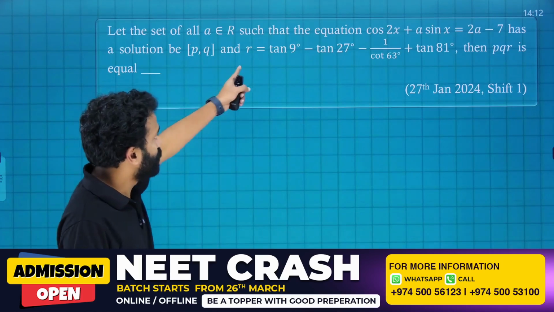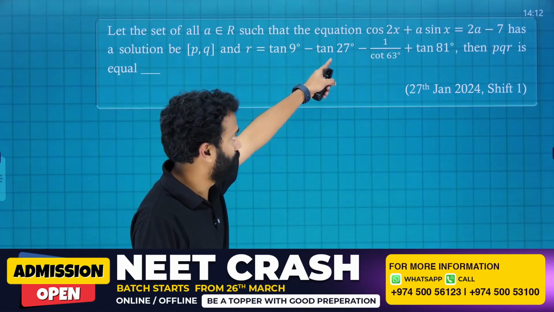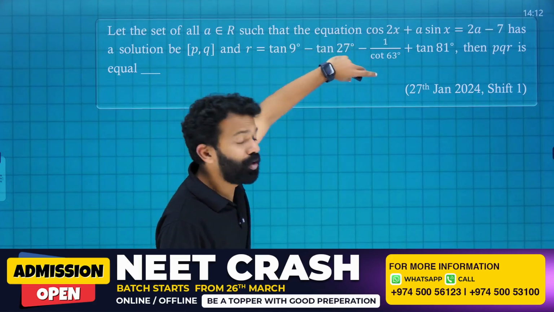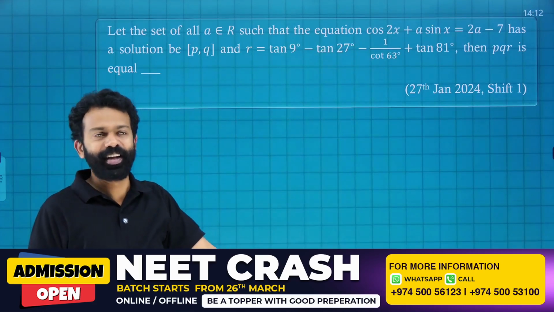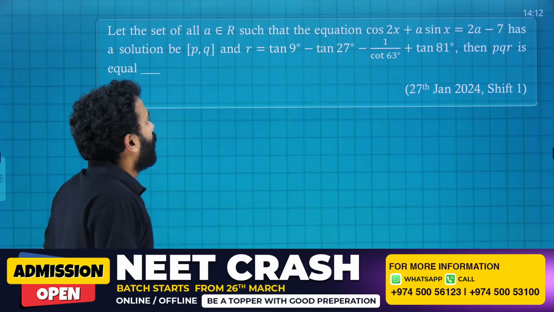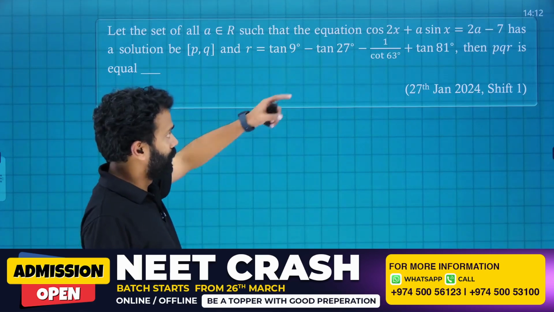This question was asked in the previous year. Tan 9 degree minus tan 27 degree minus 1 by cot 63 degree plus tan 81 degree. The result of this alone was asked in the previous year. I think we have discussed this in part 1. I hope you remember that. And now we can start doing this one. It's a very good question. We can start doing this.